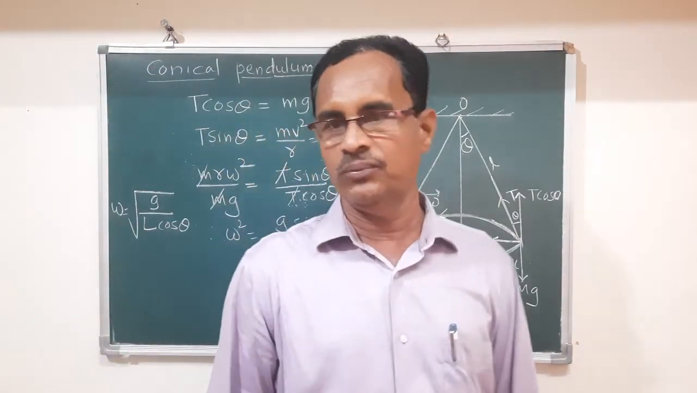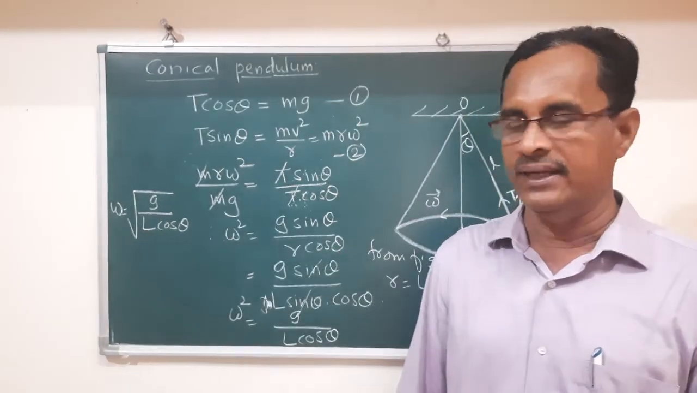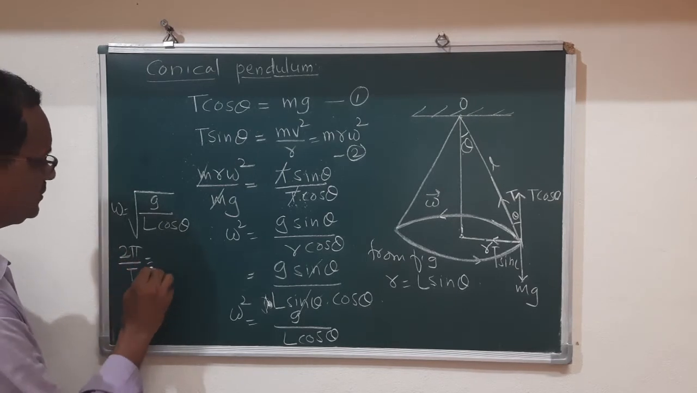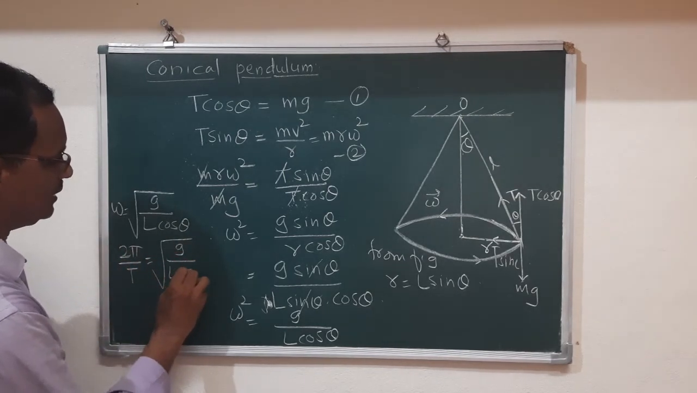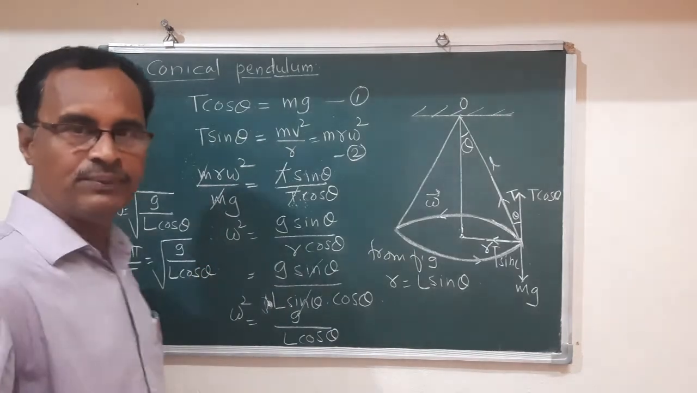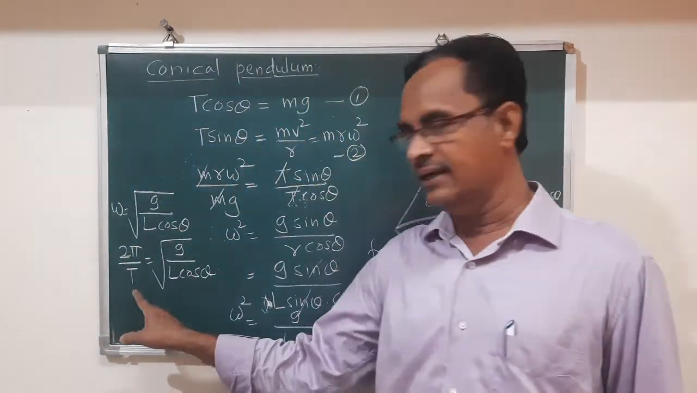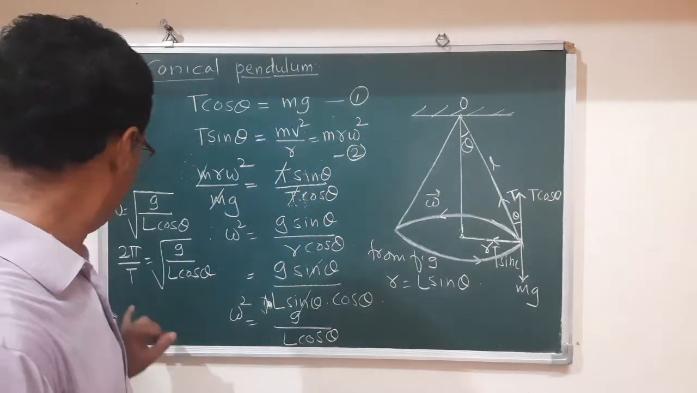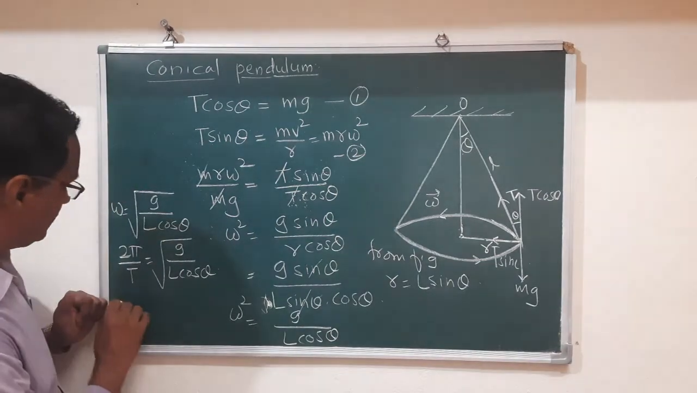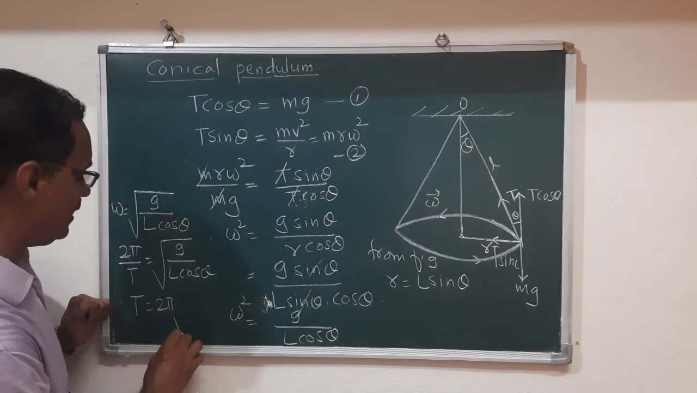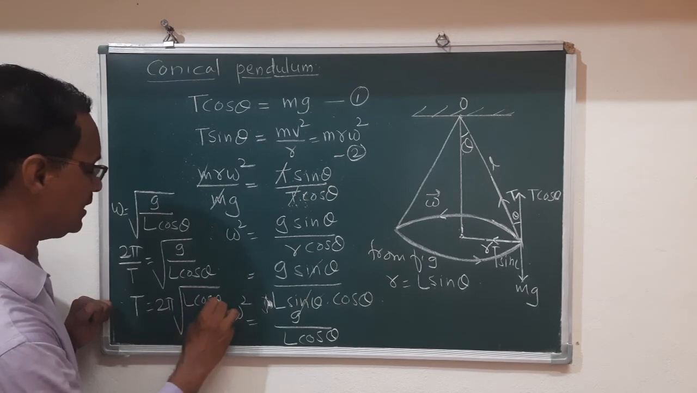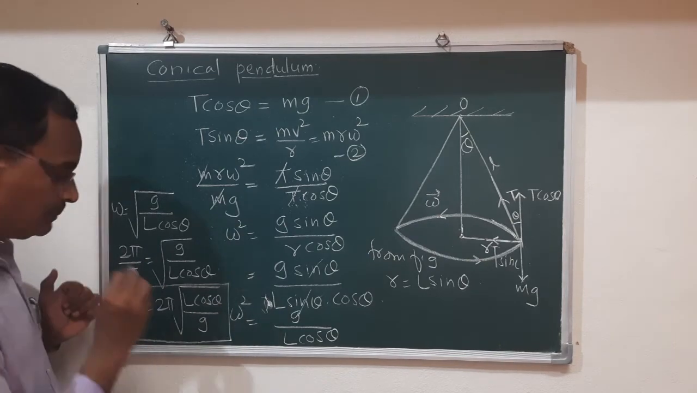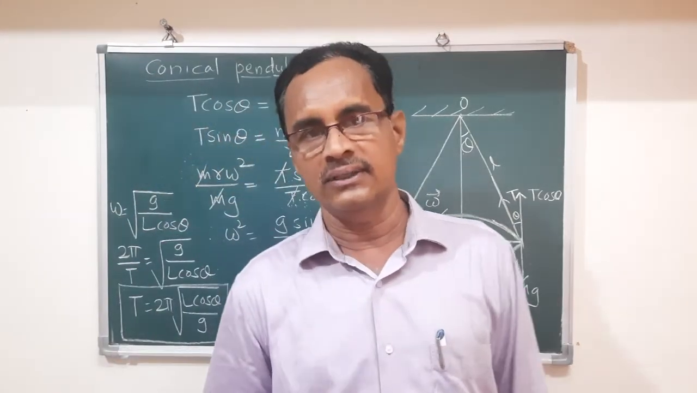Now we know that omega, in terms of period, is equal to 2 pi upon capital T, and it is equal to square root of g upon L cos theta, where T is the period of the pendulum. We know the definition of the period. The time required to complete one oscillation of the bob is called the period, and we have to derive the equation of T, and therefore T is equal to 2 pi under root of L cos theta upon g.